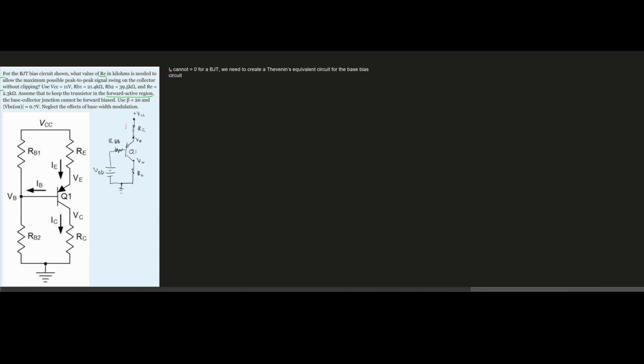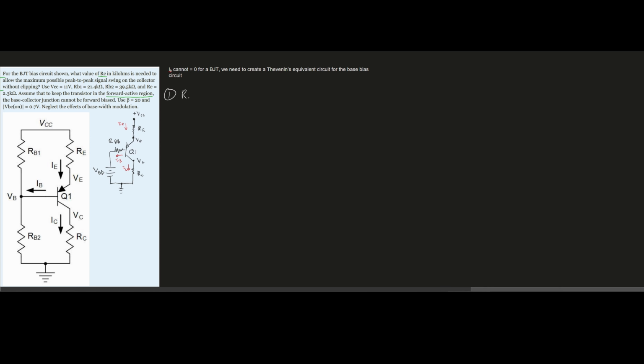Now we have some currents. We have our IE, we have our IB, and we have our IC. So those are not going to change. That's the equivalent circuit. Now, we know what we want to find, right? We want to find our RC. So let's start with that.